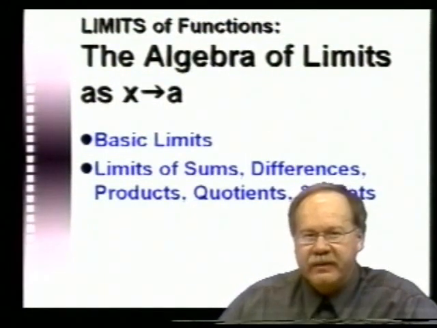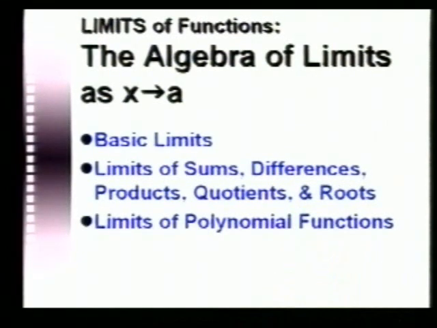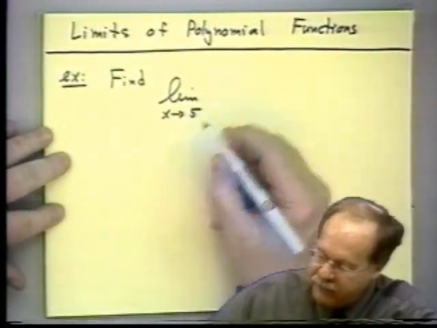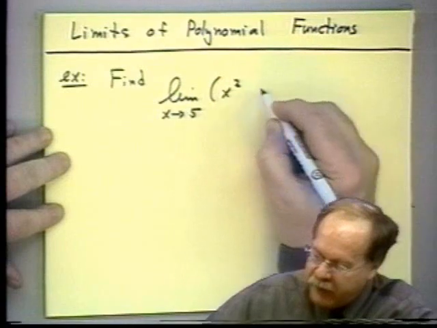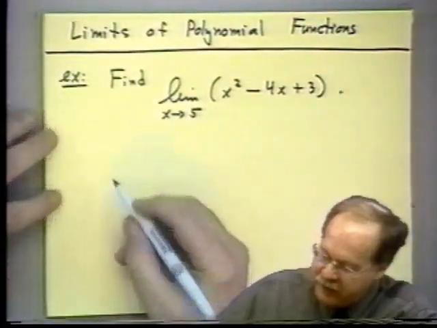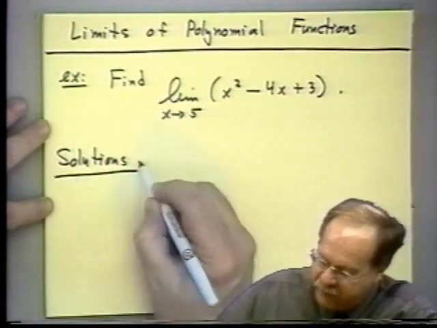Now it's time to take the limits of some very familiar functions, the polynomials. So that's what we'll do next, limits of polynomial functions. And we'll start by doing an example from which we can illustrate the general principle. So we want to find here the limit as x approaches, say, 5 of the following polynomial, x squared minus 4x plus 3. This will allow us to talk about all the issues involved here.